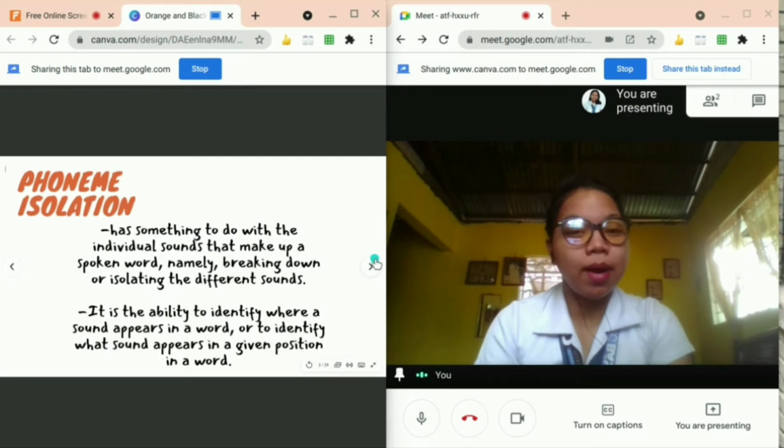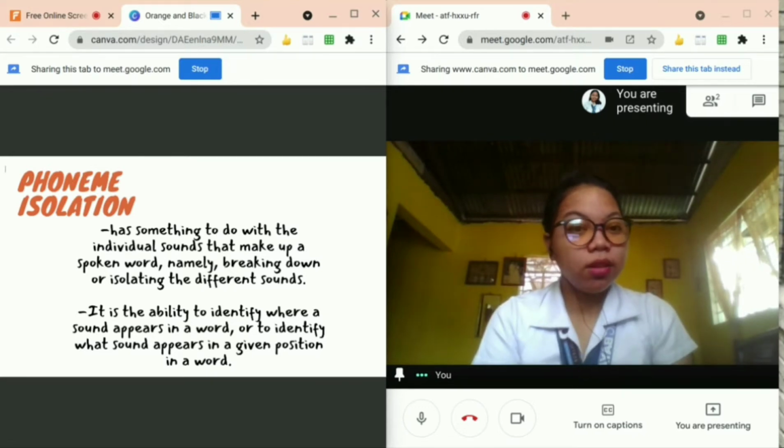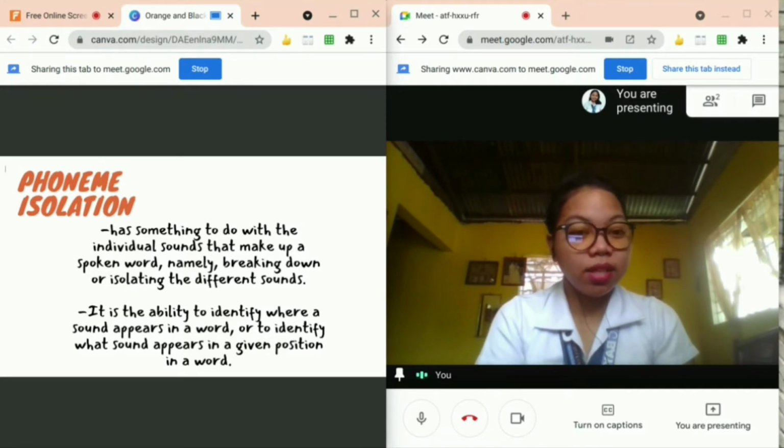Phoneme isolation has to do with the individual sounds that make up a spoken word, namely, breaking down or isolating the different sounds. It is also the ability to identify where a sound appears in a word, or to identify what sound appears in a given position in a word. Is it in the beginning, middle, or end of the word? So take note of this, okay? When we isolate sounds in words, we can hear the individual sounds in a word.